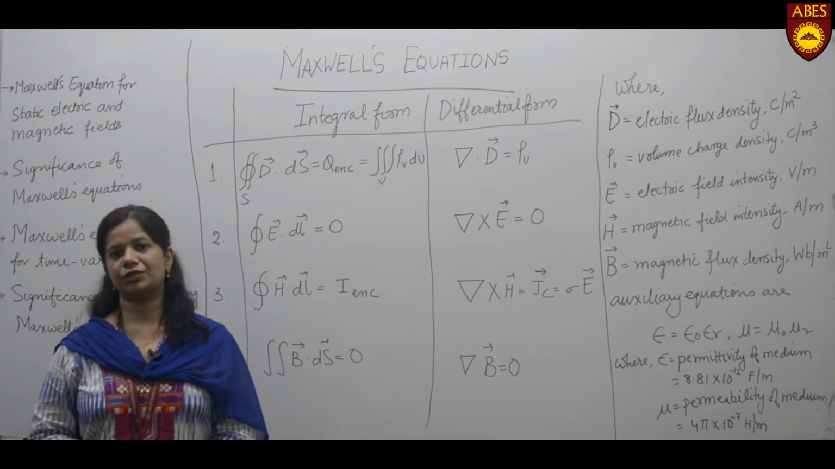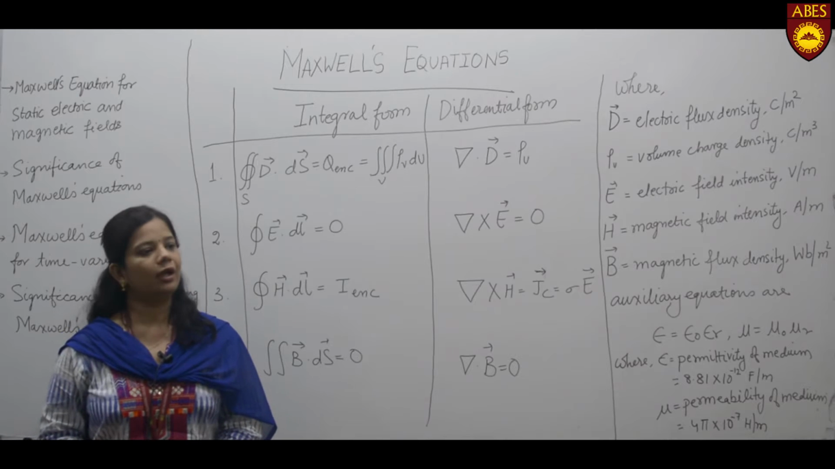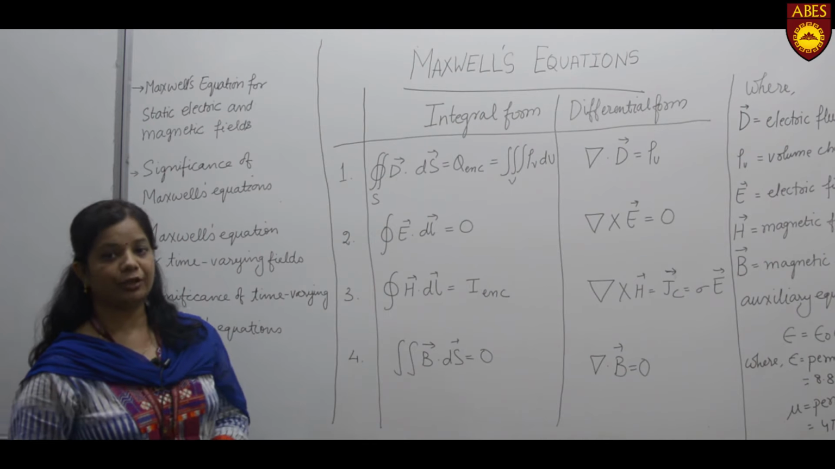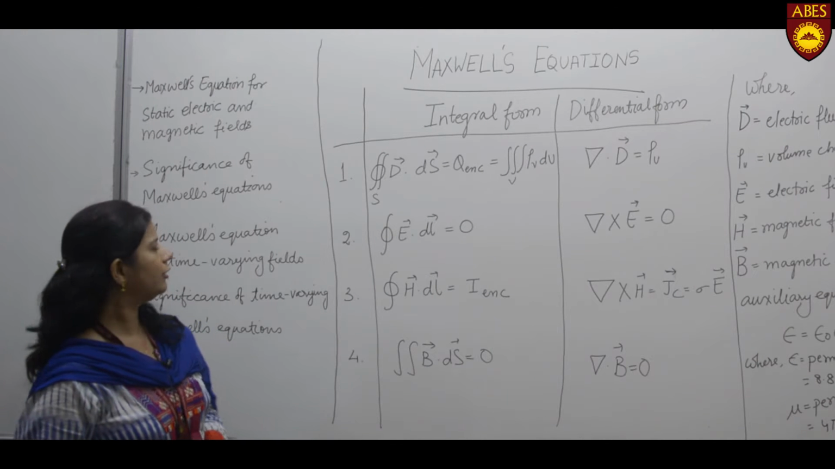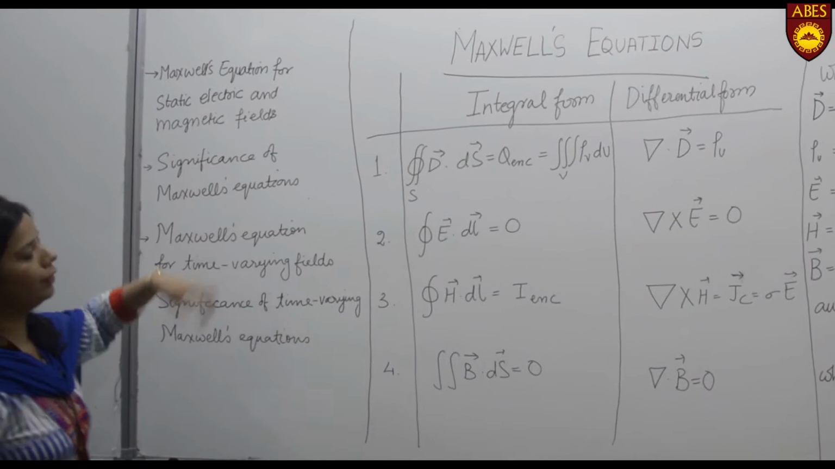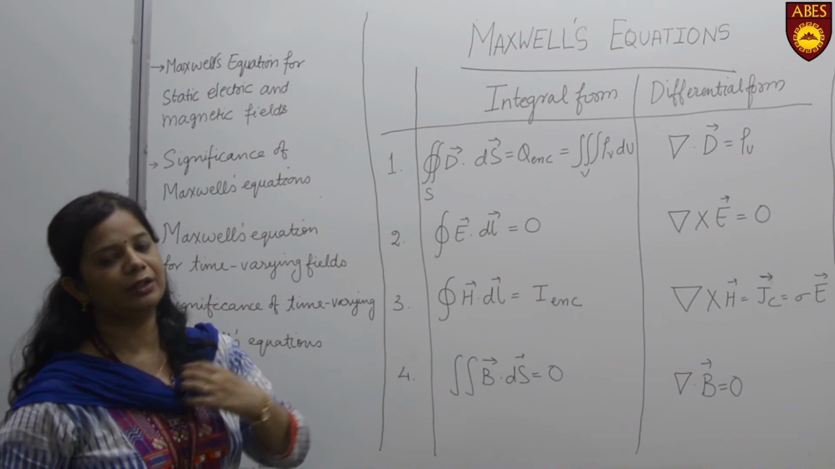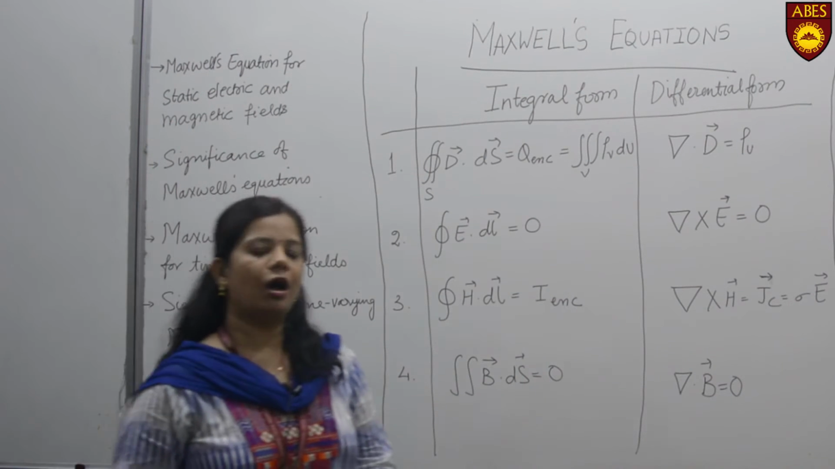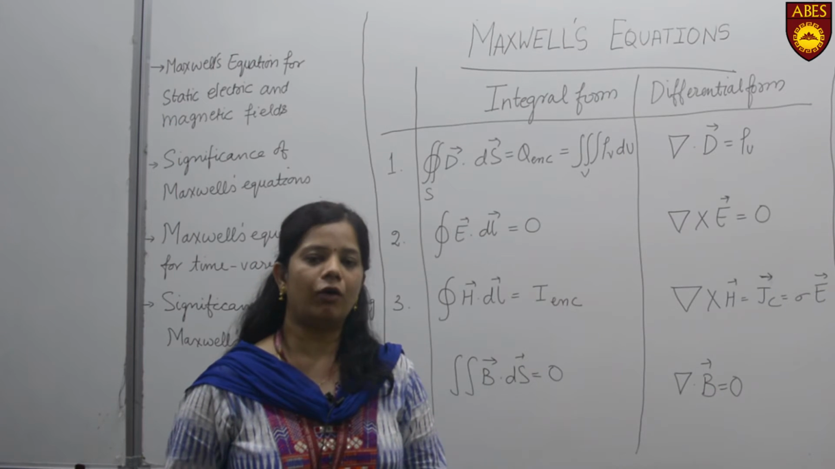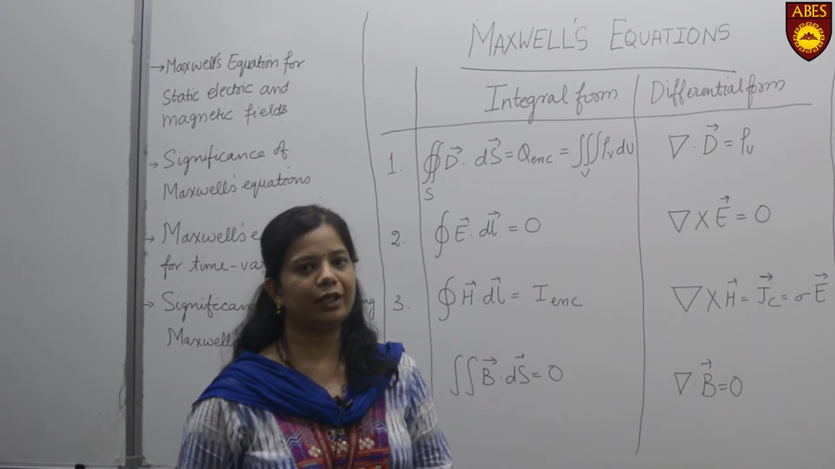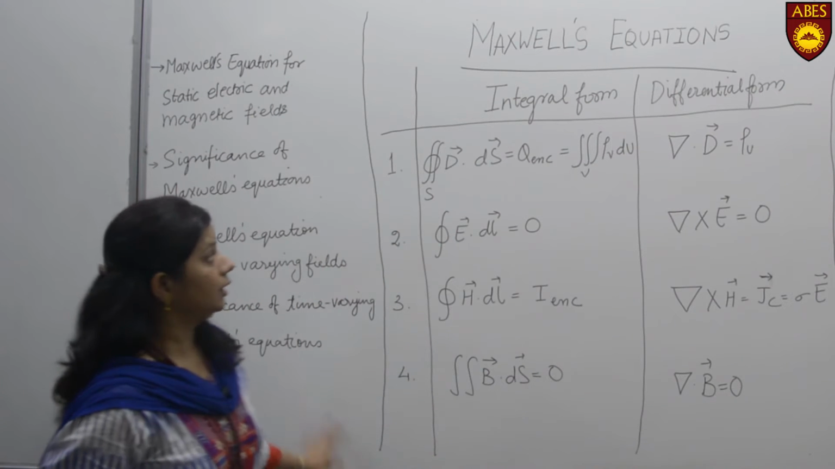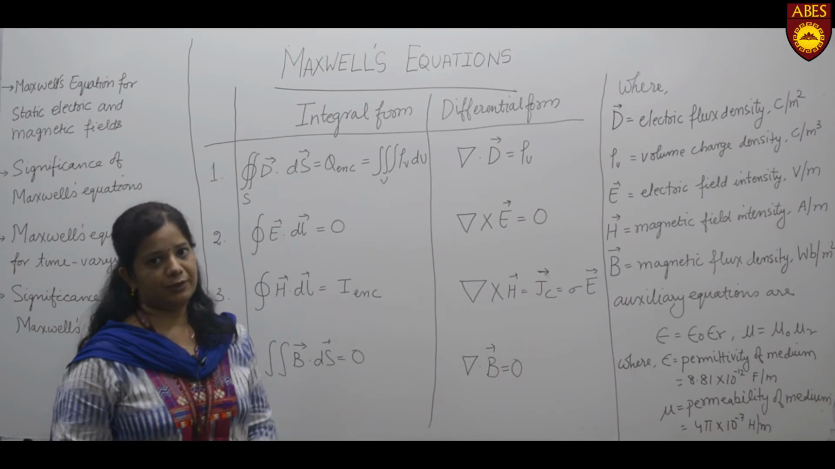The contents which we are going to cover today are Maxwell's equations for static electric and magnetic fields. Secondly, we are going to discuss the significance of these four equations. Next, we will discuss how these equations are altered for time varying electric and magnetic fields and their significance. So first we will discuss Maxwell's equations.